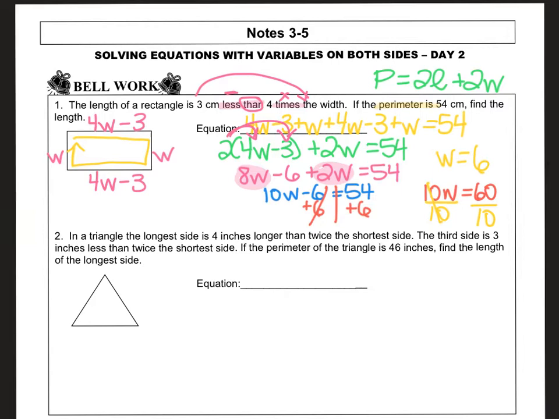But that is not what the question asks for. The question asks for the length. But once I know the width, I can look back over here at my length and just plug that width back in. So 4 times 6, the width, minus 3 is 24 minus 3, so the length is 21. You always want to use your units, centimeters.